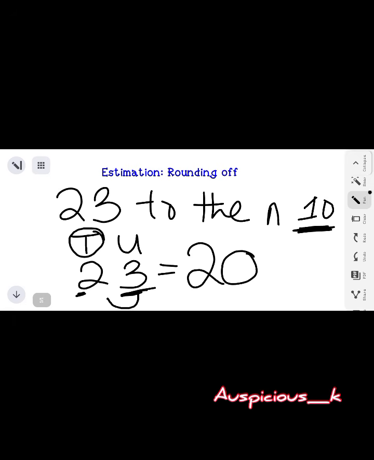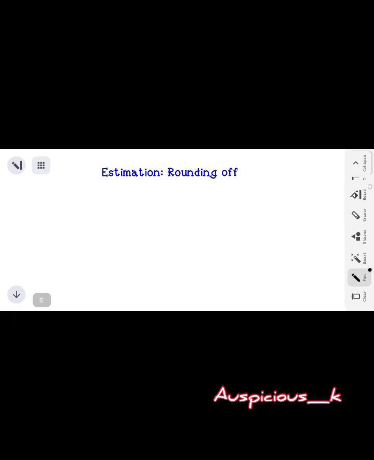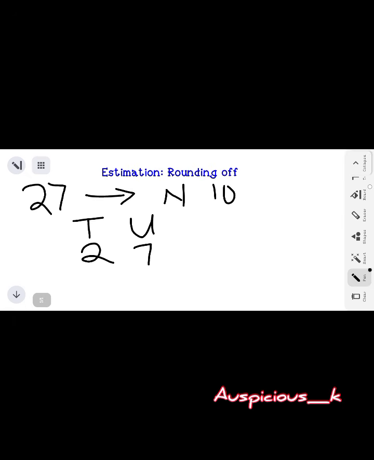Okay, are you with me? Stay with me. If I'm asked to round off 27 to the nearest 10, the same thing I will do, I'll put them in my houses. So I'll put my tens and my units and put my numbers under it, and thereafter I go to where I'm looking for. Remember, it is to the nearest 10. So look at my 10 number, which is 2.